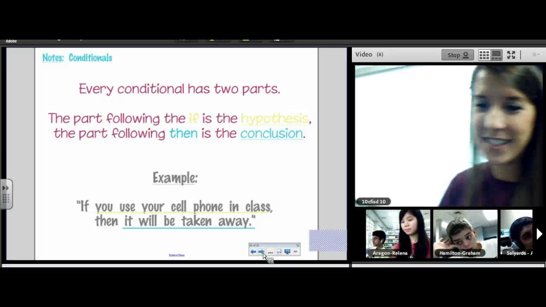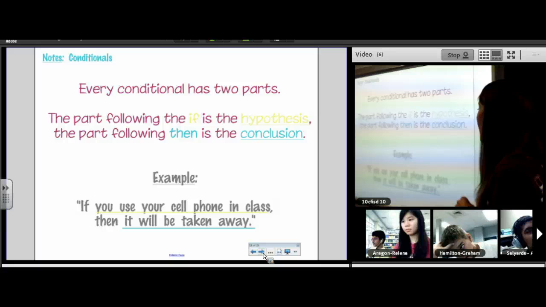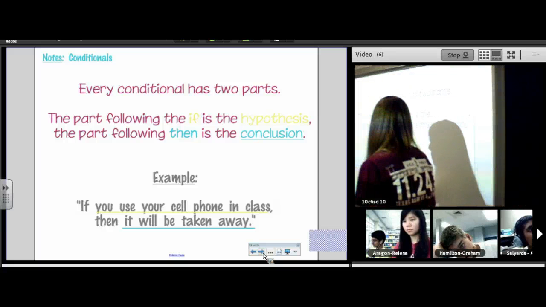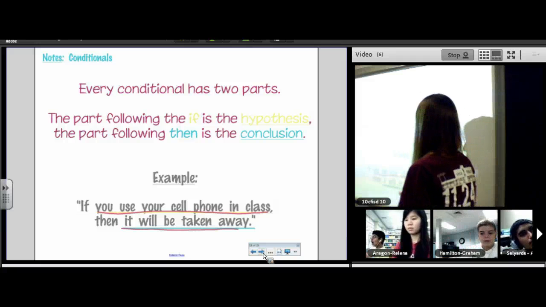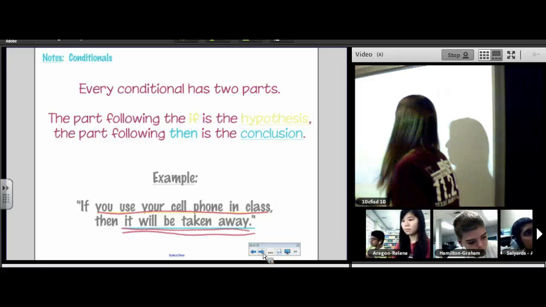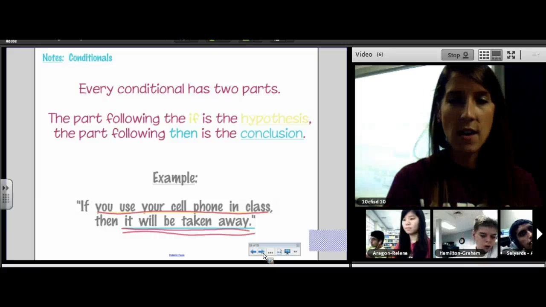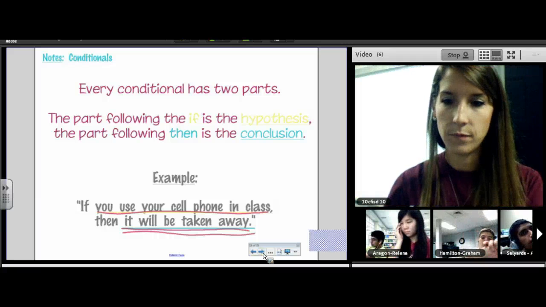The lady behind you can see if you're using your cell phone. All right, so you use your cell phone in class is the hypothesis, and it will be taken away is the conclusion. Two parts, the part after the if and the part after the then.